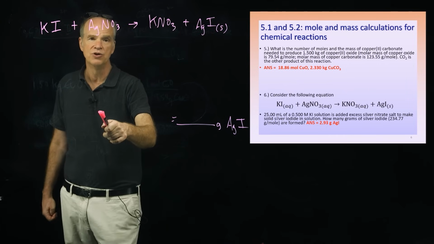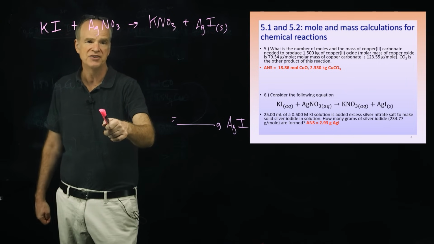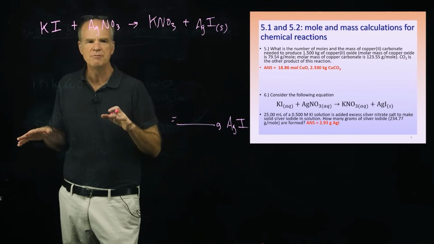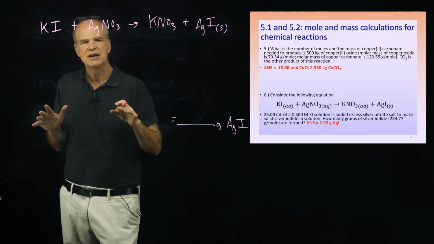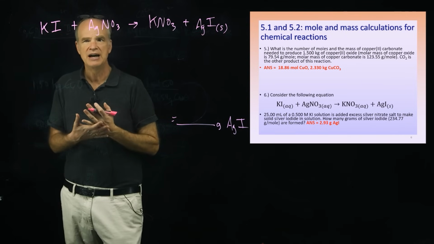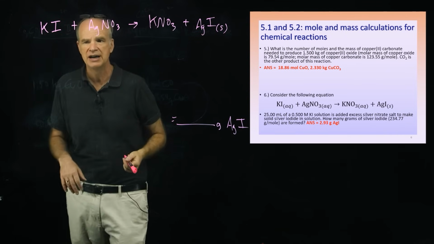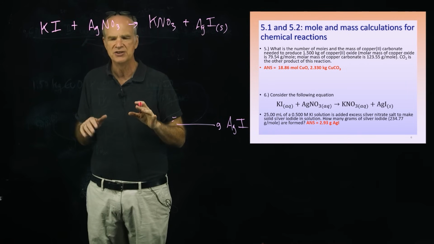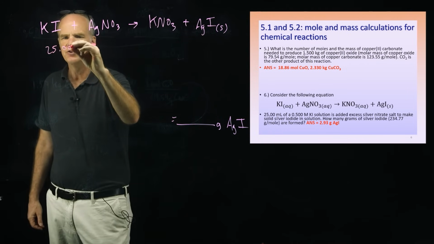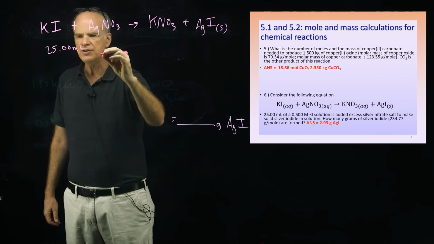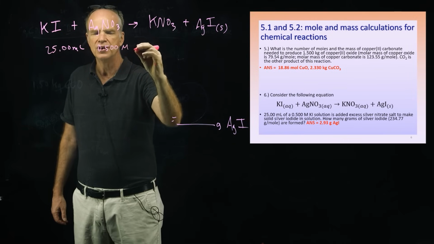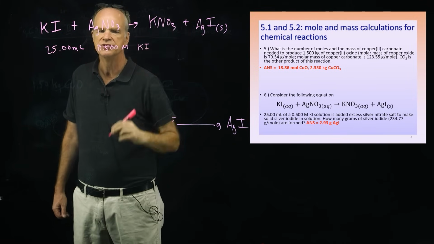We're not given moles of potassium iodide or the mass of potassium iodide in the problem. We're given some other information. So the question I might ask is, maybe from that other information, maybe we can figure out what either the mass of potassium iodide is or the moles of potassium iodide is. So let's see where that other information takes us. So we have 25.00 milliliters of a 0.500 molar potassium iodide solution.